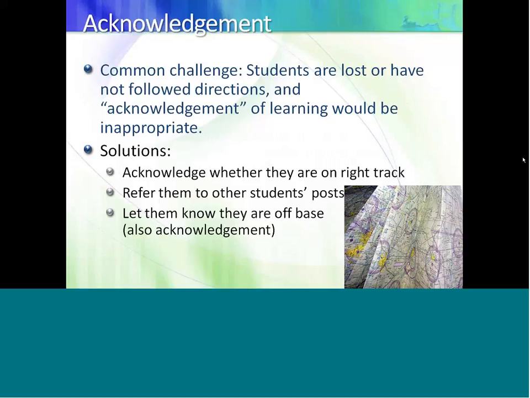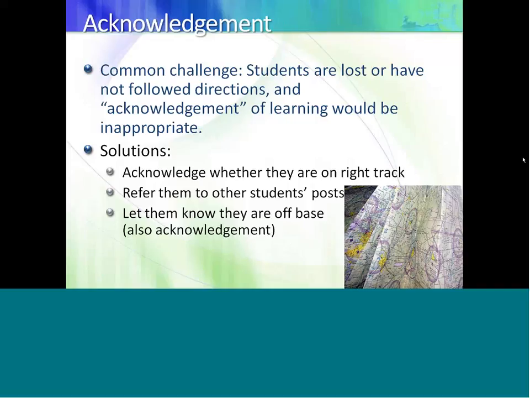So the challenge is students might be lost, they're on the wrong track. Sometimes students simply take the content matter and they make it personal. Oh, this poem reminds me of my grandma. And then they say, oh yeah, it reminds me of my grandma too. And they just start going in a direction that you kind of want to rope them back into the text, right? So students can be lost. Maybe they just didn't follow the directions or only followed the directions partially. We see that quite a lot. And so you feel like, well, it's not appropriate for me to acknowledge their learning because they're sort of missing the boat.